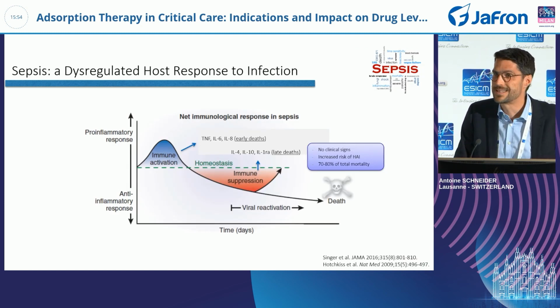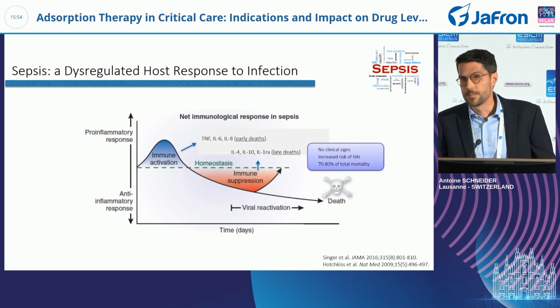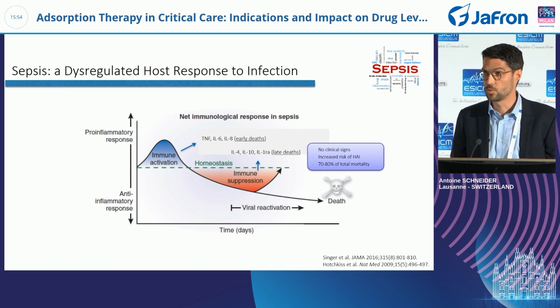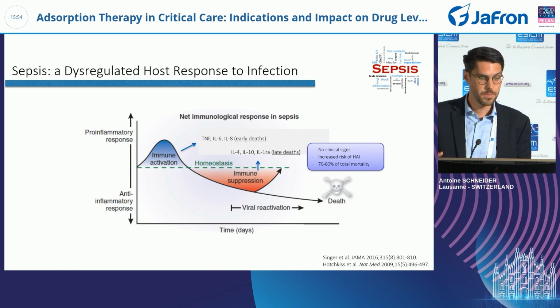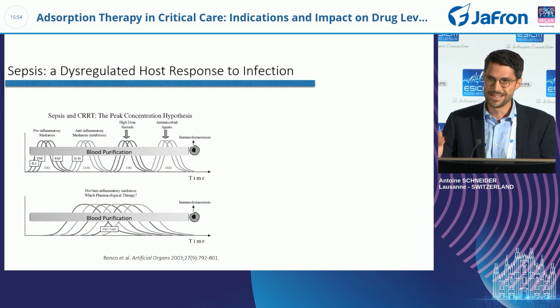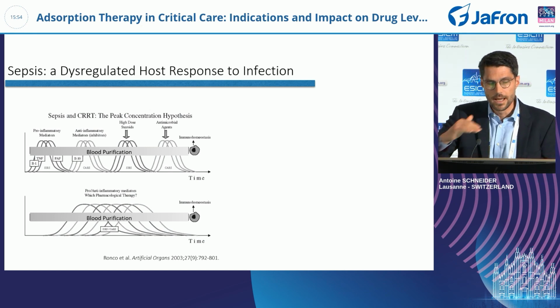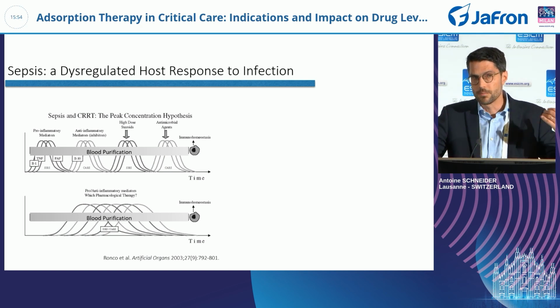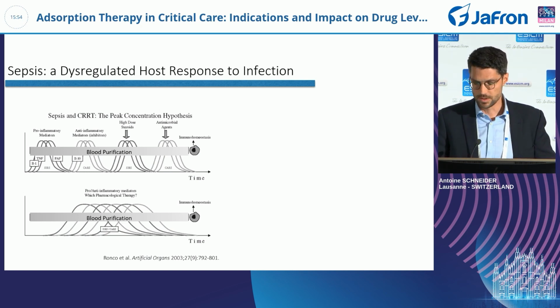So now moving to sepsis. As you all know, sepsis being a dysregulated response from the host to an infection, characterized by a first phase of very high inflammatory response followed by the immunosuppression phase. And of course, in this very high inflammatory response, this is where hemoadsorption could be efficient by removing this peak and normalizing or decreasing the volume and returning to a more physiological situation.